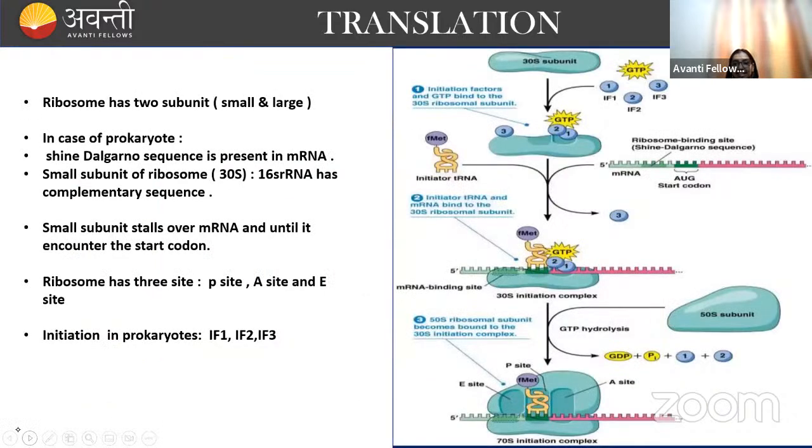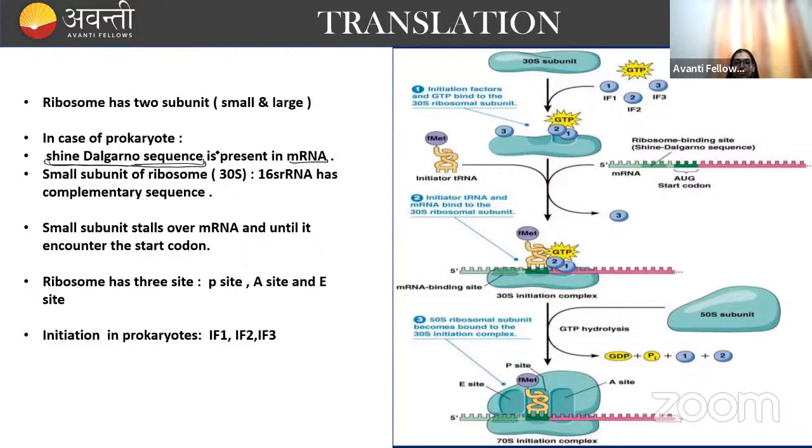Now let's discuss the translation. Prokaryotes and eukaryotes have a ribosome binding site in the mRNA. In the mRNA, there are some sites where the ribosome will bind. In the case of prokaryotes, these sites are known as the Shine-Dalgarno sequence. These sequences are present in the mRNA, and these are the sequences where the ribosome will come and bind.